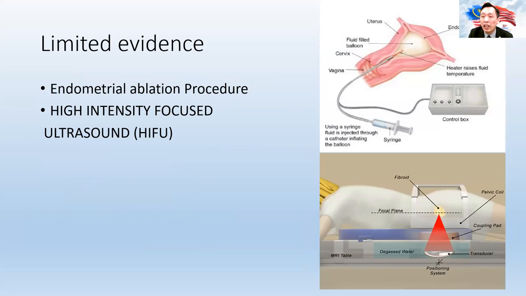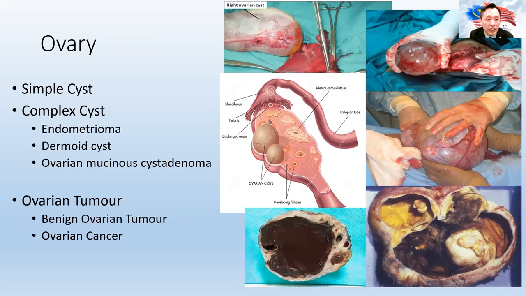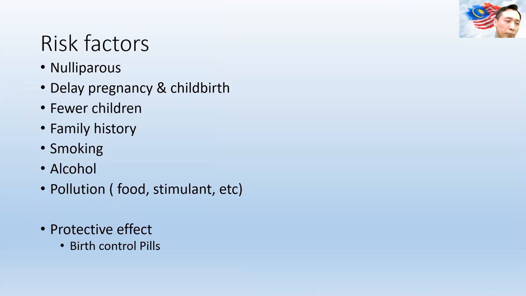Okay. Now we talk about ovarian cyst. The ovarian follicles are actually germ cells. They have the potential to become a baby or any cell. So in a situation where they get stimulated, they can form a cyst, complex cyst, endometrioma, dermoid cyst, mucinous cyst, ovarian tumor, and even cancer. The risk factors are nulliparity, delayed childbirth and pregnancy, fewer children, small family, history of smoking, alcohol, pollution. However, the birth control pill has some protective effect.